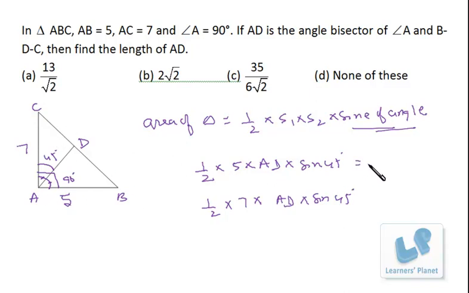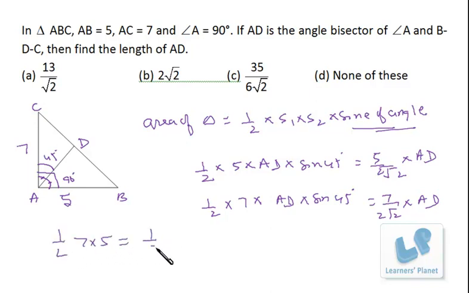So I just write it over here. It's 5 by 2 and sine 45 is 1 by root 2, that you must be knowing. So it's 5 upon 2 root 2 into AD. It is 7 upon 2 root 2 into AD. And sum of these two will be equal to area of the complete triangle, that is half of 7 into 5. So half of 7 into 5 is half of 5 by root 2 into AD, or we just take AD as common.